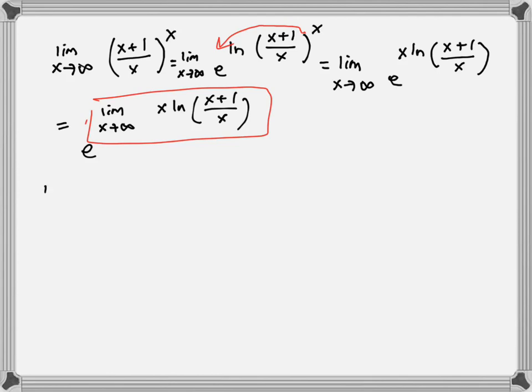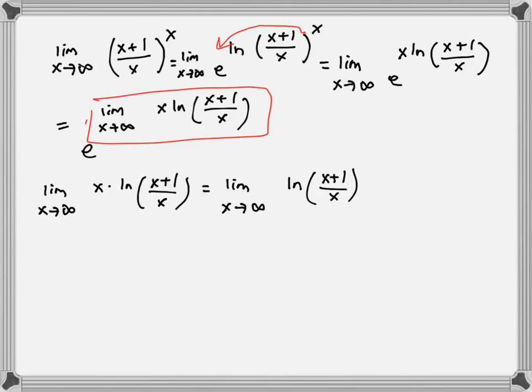So if you were to write that limit down, this actually goes to infinity times the one on the right goes to 0, right? Because the inside goes to 1 and ln of 1 is 0. So the trick for these kinds of problems is to write it this way. And now this goes to 0 over 0, so we can use L'Hopital's rule.